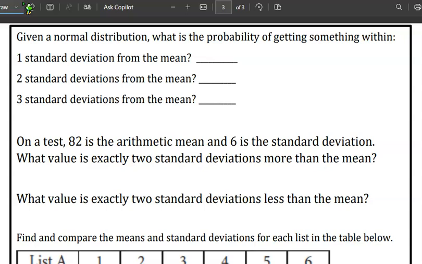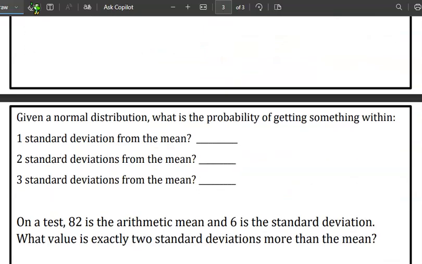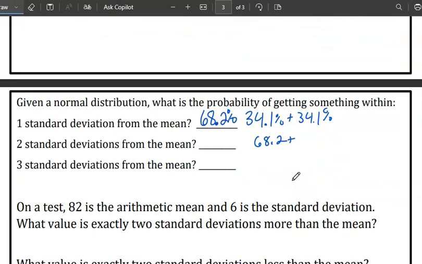Given a normal distribution, what is the probability of getting something within 1 standard deviation from the mean? We'll look at this, and we want to add those 34.1% together. The probability of getting something within one standard deviation from the mean is about 68.2%. 2 standard deviations from the mean, you're going to add that answer plus the 2 standard deviations from the mean, so the 13.6 plus the 13.6.